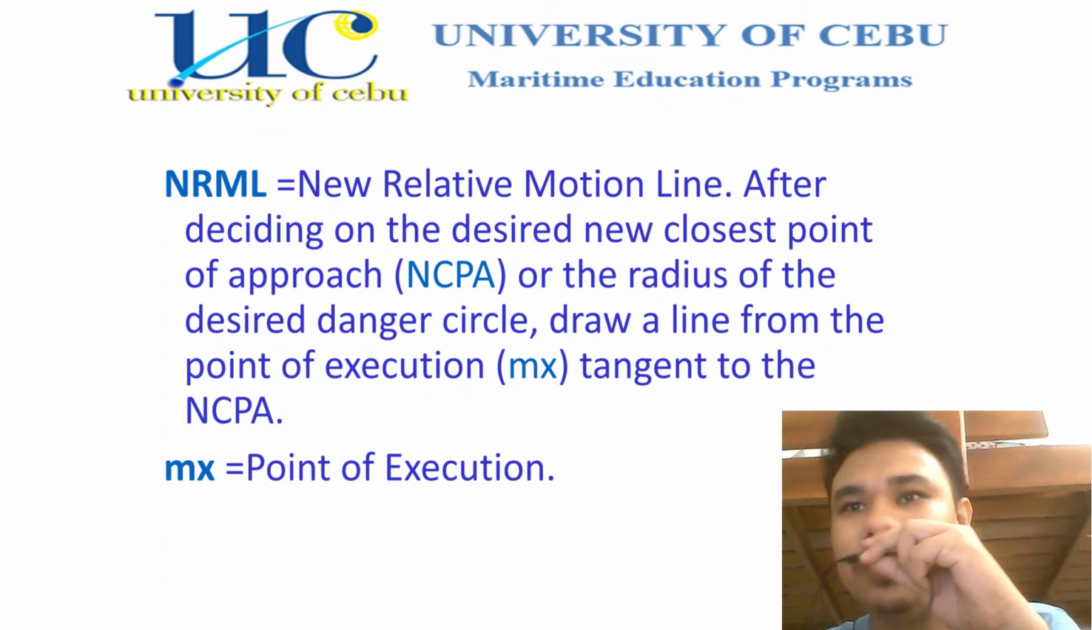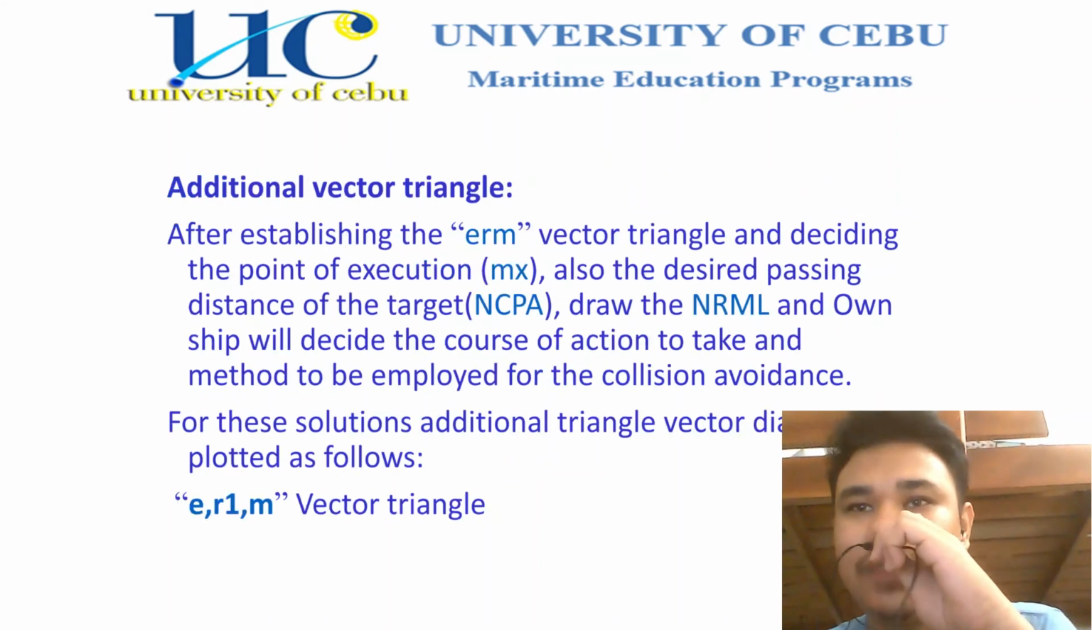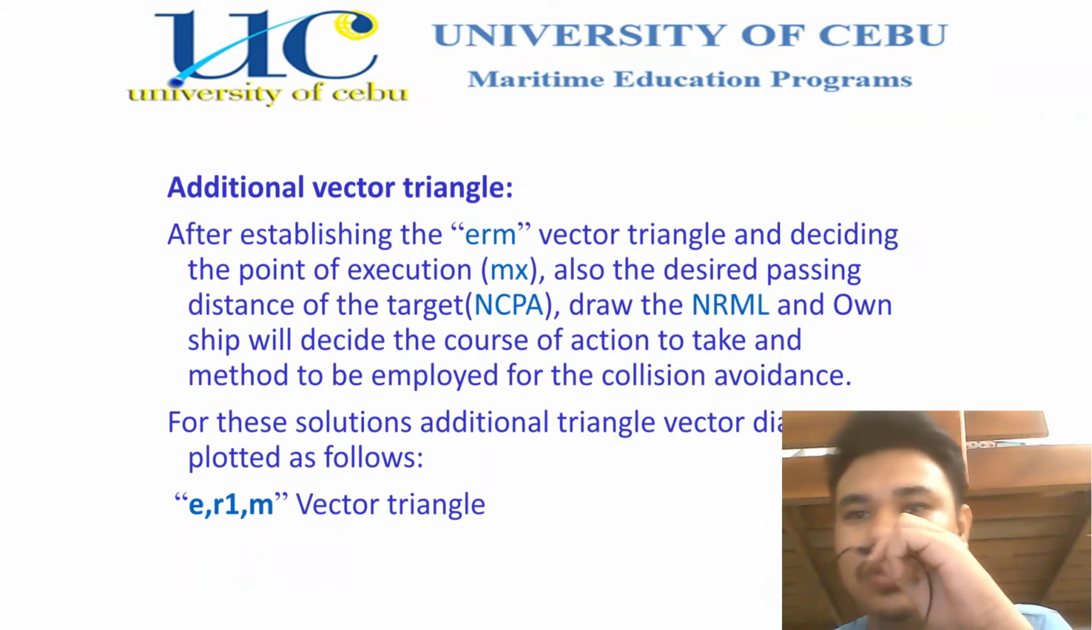For the new relative motion line, after deciding on the desired new closest point of approach or radius, draw a line from the point of execution tangent to the NCPA. The MX is the point of execution. Additional vector triangle: after establishing the RM vector triangle and deciding the point of execution, and the desired passing distance of the target, NCPA, for this solution an additional triangle vector diagram is plotted as follows.